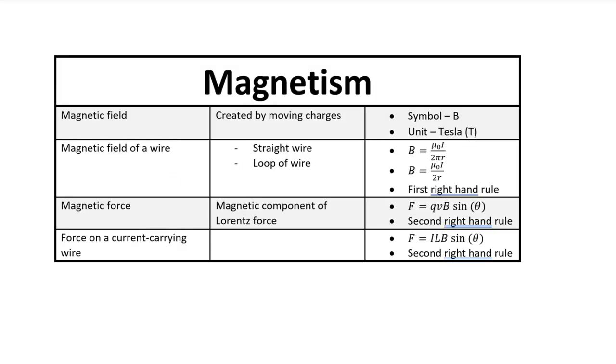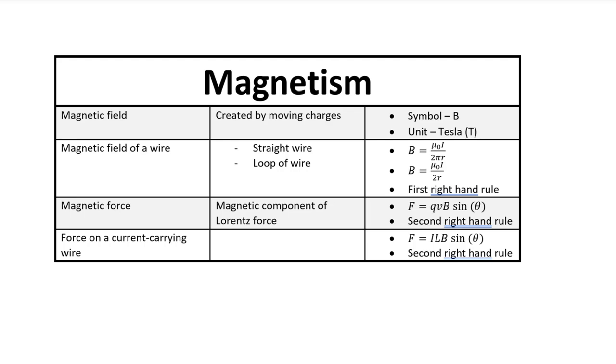This video served as a brief introduction to the idea of magnetism. Remember, any charge, moving or not moving, creates an electric field. If that charge is also moving, then it creates an additional field known as a magnetic field. We use the symbol B to represent that field, and it has units of Tesla. We then looked at the magnetic field created in two different situations: the magnetic field created by a straight wire and the magnetic field created by a loop of wire.